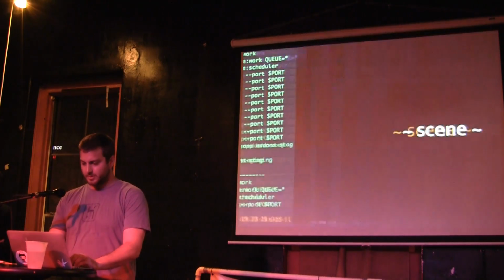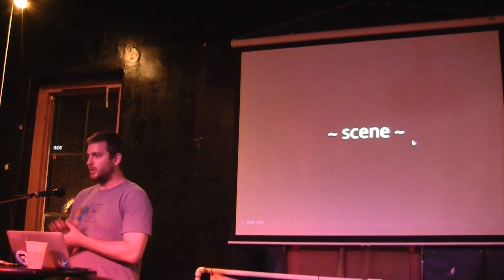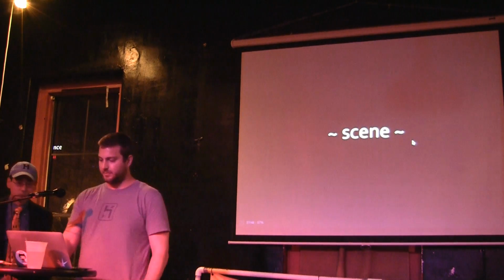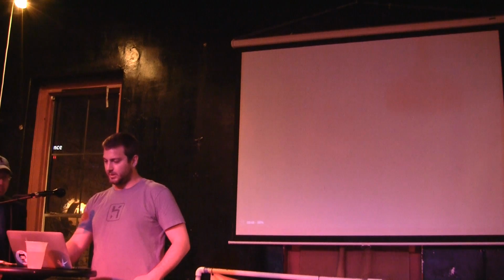Cool. So we've seen the Unix process model and how we use that in Cedar to make deploying different types of applications really easy. And now the Rails 3.1 specific stuff.